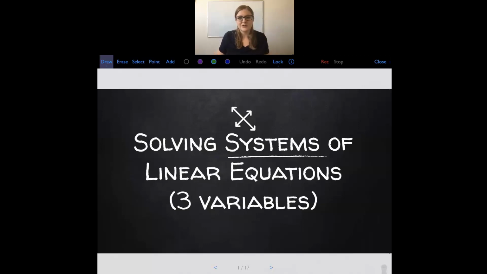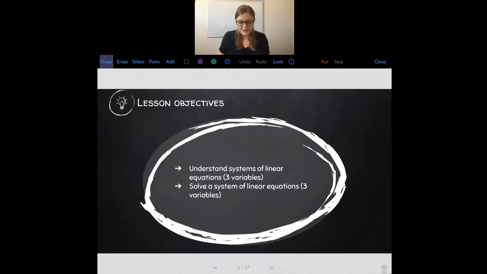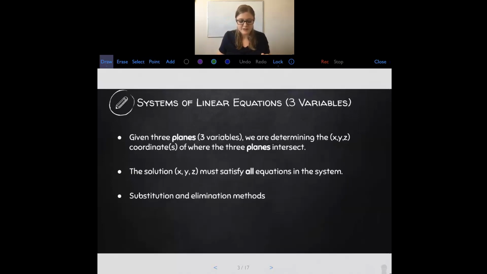In this lesson, we're going to go over solving systems of linear equations working with three variables. Our objectives are to understand systems of linear equations in three variables, and then we'll learn how to solve. Okay, so systems of linear equations in three variables.